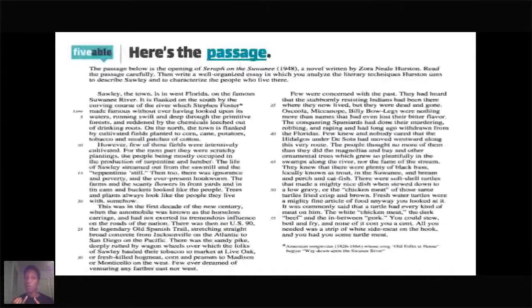We're looking for techniques used to describe it, and the people, and characterize the people who live there. So we have a description here a little bit. We know that it's on a river. We know that it's flanked by cultivated fields, which is a little bit important.